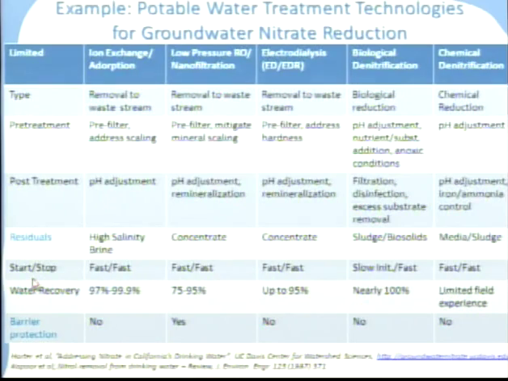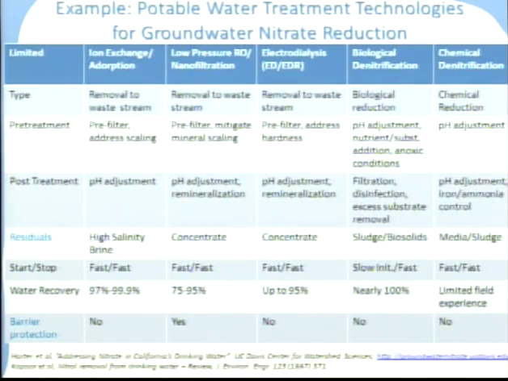In terms of operability, I indicated here start and stop. Well, that's important because in a small community, you can't assume that you'll always have a very steady operation for those systems. Most of the systems have fast start and fast stop. In the case of biological denitrification, it's a little bit different because it's slow to start. So we've heard that a lot of effort will be put into understanding this period under the different conditions.